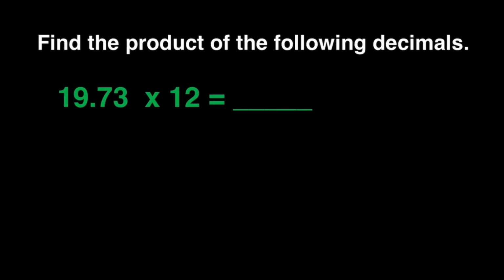Now we're ready for the next one. This is 19 and 73 hundredths times 12. Let's rewrite this into vertical position so it's easier for us to solve. Okay, that's 3 times 2 is equal to 6.